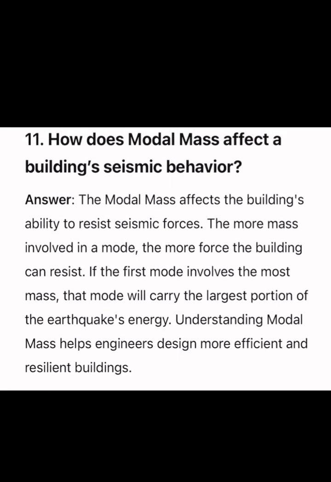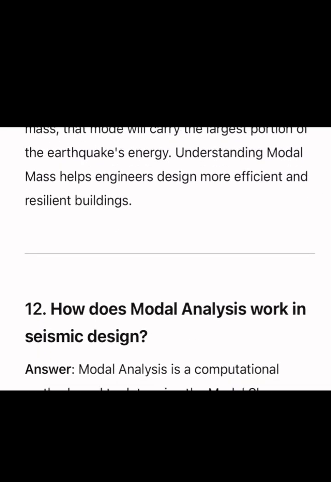How does modal mass affect a building's seismic behavior? Modal mass affects the building's ability to resist seismic force. The more mass involved in a mode, the more forces the building has to resist. So if the first mode involves most of the mass, that mode will carry the largest portion of the earthquake's energy. That means most of the earthquake's energy is taken by the first mode. Understanding the modal mass helps engineers design more efficient and resilient buildings.